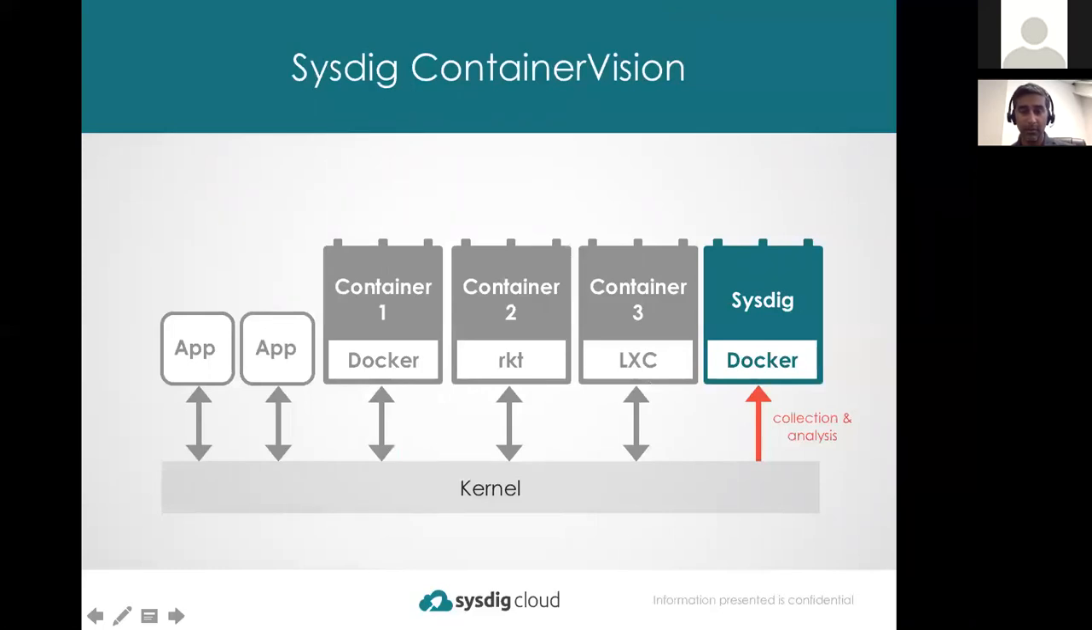Let's see here, I'm going to just check my chat window. Okay, so first question just came in, which is, do you have to do anything special to enable this type of collection? There are two things that you need to do for the model that I'm showing you on the screen right now. First of all, you have to enable kernel headers. And secondly, Sysdig's container is deployed as a privileged container. So those are the two requirements.